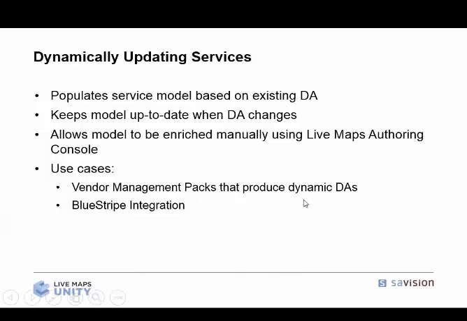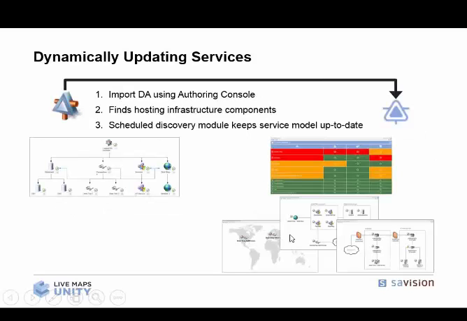Enough said about that. I won't go through the wizard. I showed it to you earlier, which is just targeting the DAs within your system. Just to give you an idea of what that would look like, you can take the DA itself. You can find the hosted infrastructure automatically through the management pack, and Live Maps will allocate the components into the end user application and infrastructure role manually.